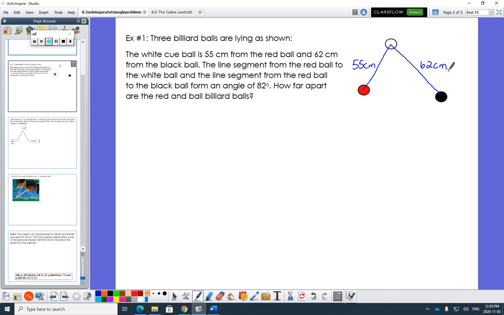The line segment from the red ball to the white ball, and the line segment from the red ball to the black ball form an angle of 82 degrees. So that is wordy for sure. So what you're trying to think of is, what does it say? So we have the red to white ball, that's this line segment, and the red ball to the black ball, they have an angle. So the 82, an angle of 82 between them. So that it goes in there, okay?